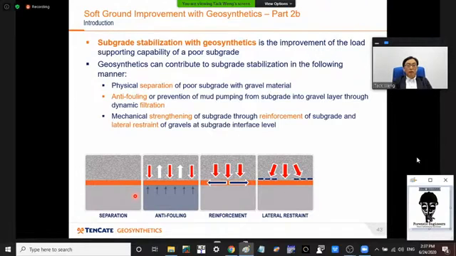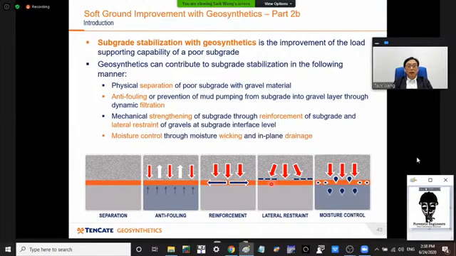The geosynthetics can also be doing a mechanical strengthening of the subgrade through either reinforcement of the subgrade or a lateral restraint of the gravels at the subgrade interface level, as shown here.